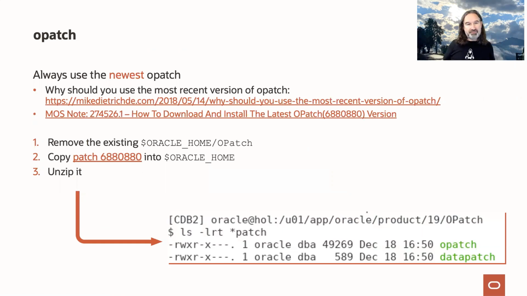So opatch, still, really, I need to insist you download the newest opatch. It's very simple. You remove your existing $ORACLE_HOME/OPatch directory. You copy into your Oracle Home the patch 6880880, and then you unzip it. And once you unzip it, it creates the OPatch directory. And in the subdirectory, you find opatch, and you find datapatch, and all that. So it's very simple. Make this a standard process, scripted, whatever.